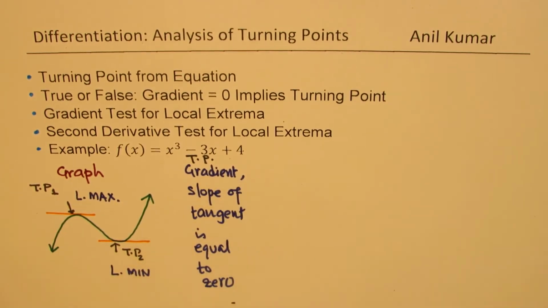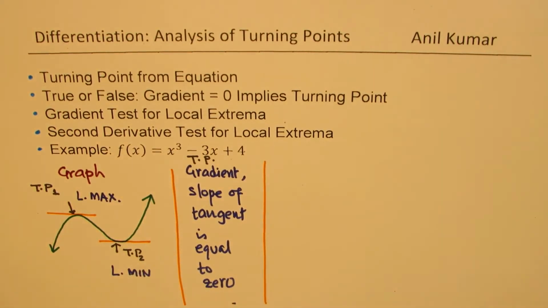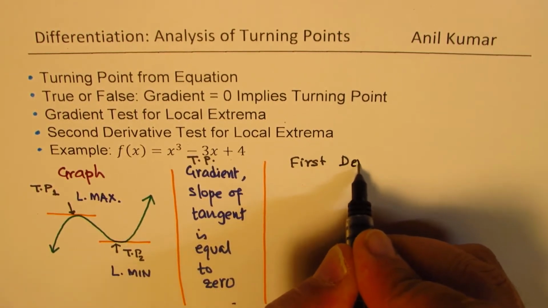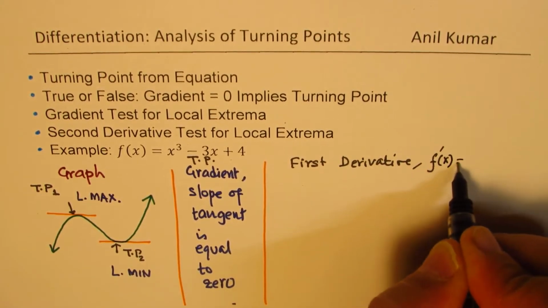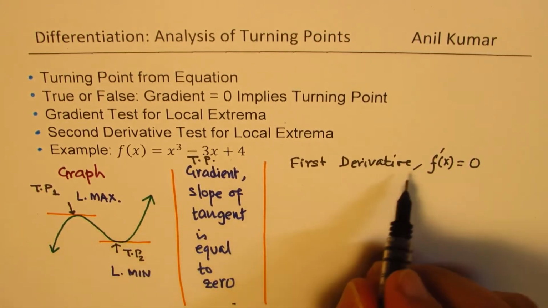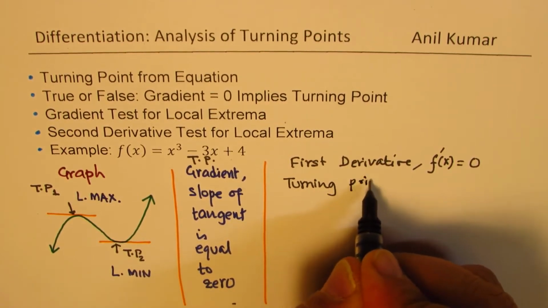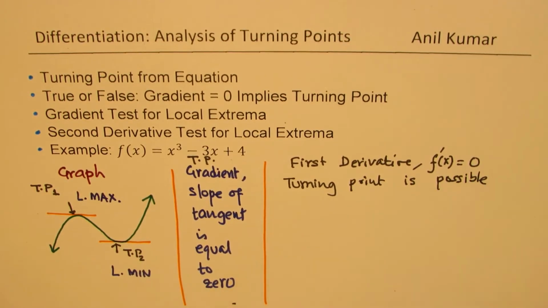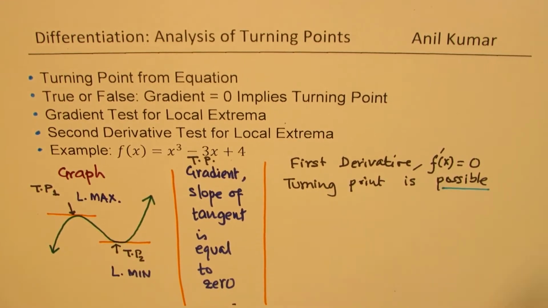So how do we find the gradient? Well, clearly the gradient is the first derivative, right? So what we say here is that the first derivative, which is written as f dash x equals 0, if that is true, then we say a turning point is possible. Well, I wrote the word possible here, which means sometimes we may not have a turning point, right?